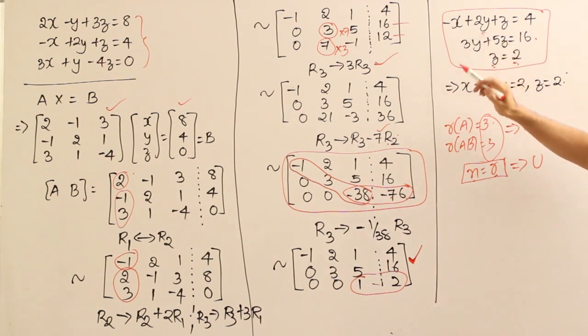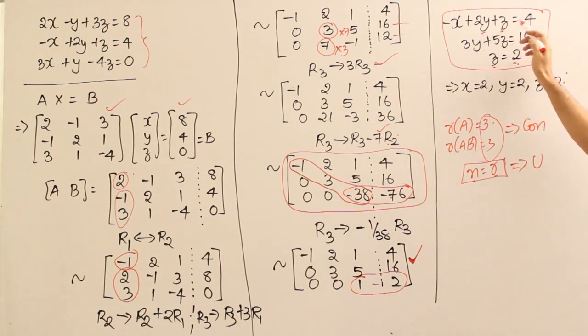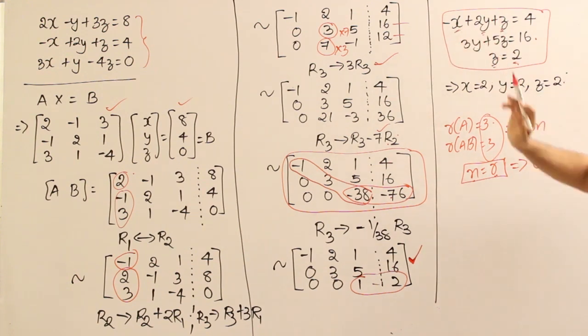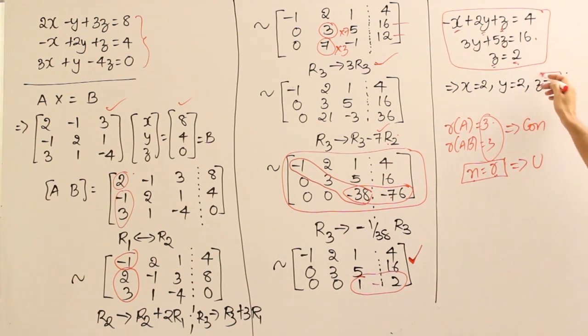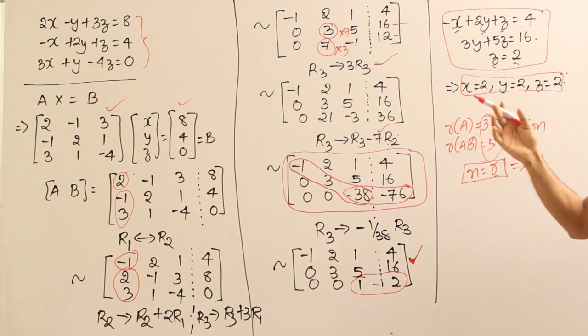If you substitute x and z and y as 2 here, and if you do the manipulations, then you will find out that x is also equal to 2. So this is the unique solution. So what is this example?